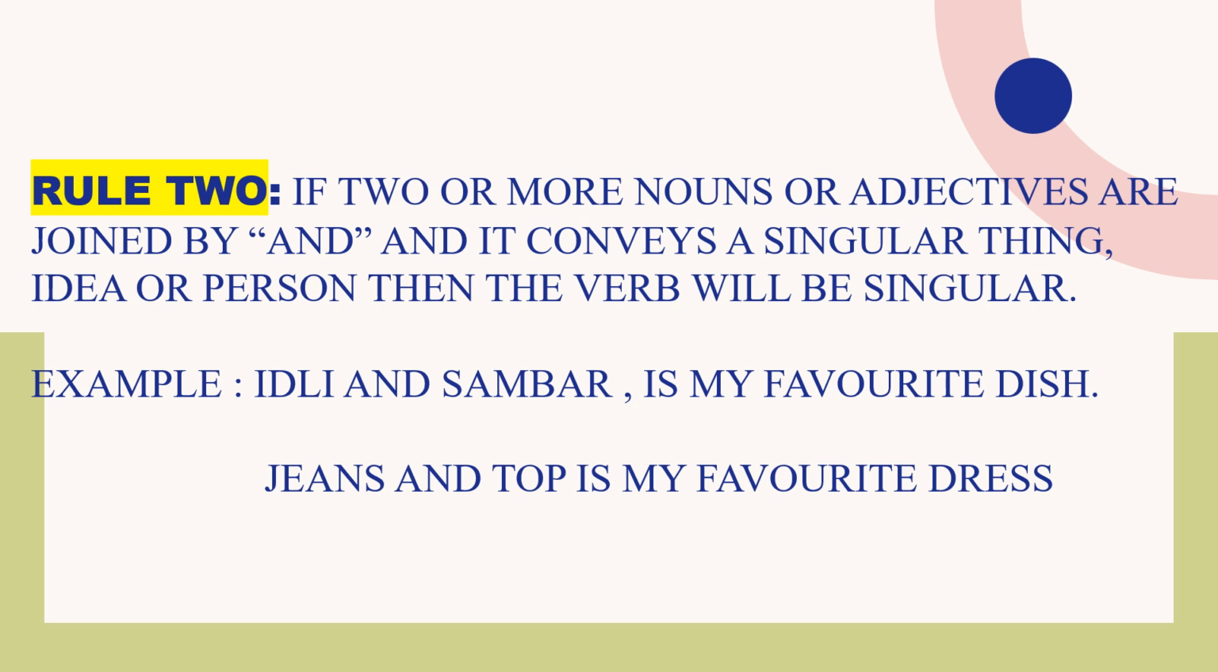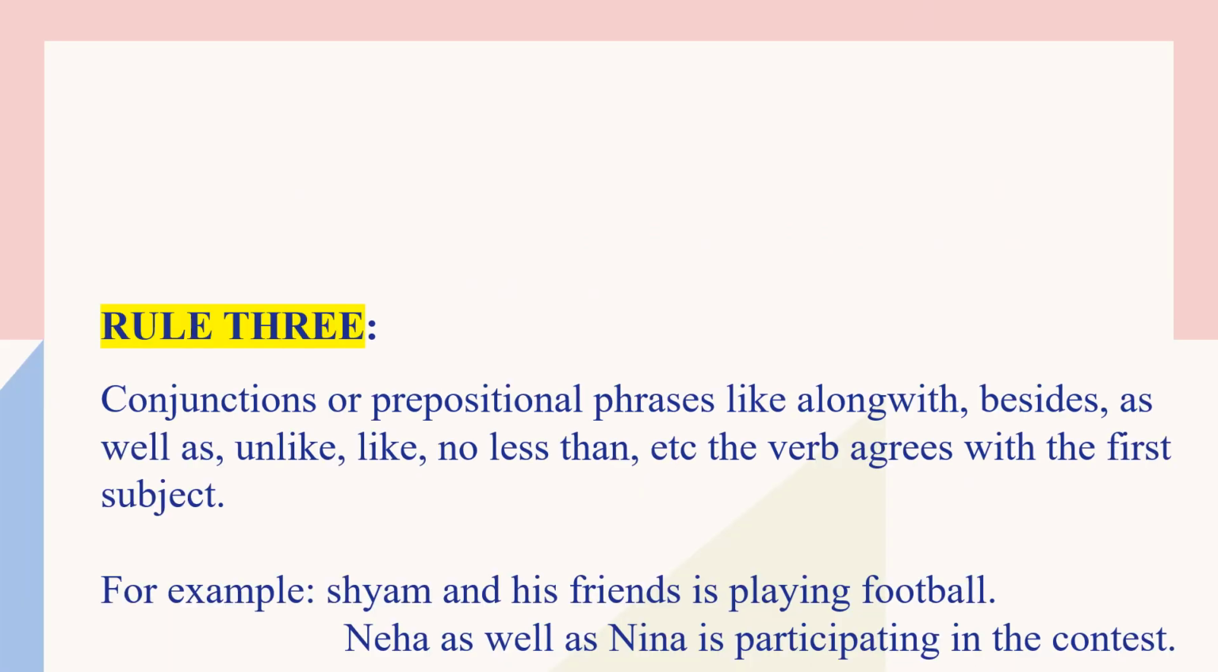Now let's move on to rule number 3. Rule number 3. With conjunctions or prepositional phrases like along with, besides, as well as, unlike, like, no less than, etc., the verb agrees with the first subject. Let's look at the example. Shyam and his friends is playing football. See, like I said, the verb agrees with the first subject. So here the first subject is Shyam. So Shyam and his friends is playing football.